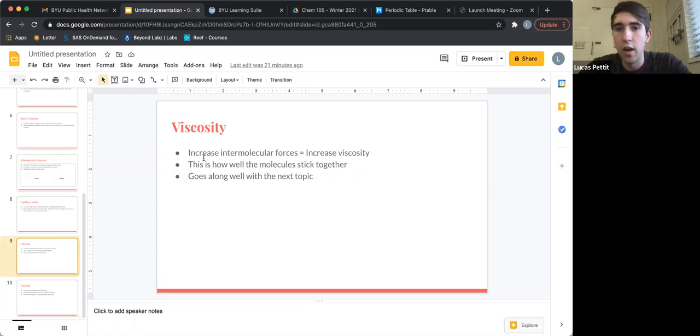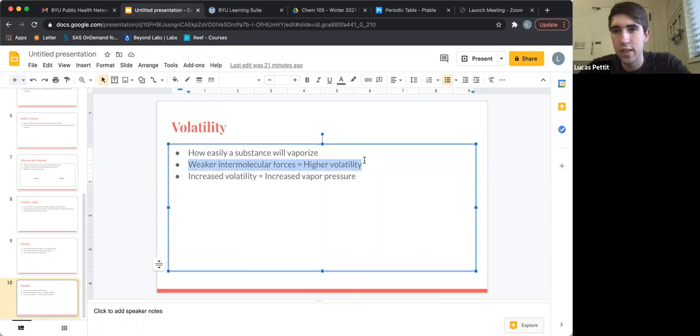If viscosity had weaker intermolecular forces, we would see a decrease in viscosity. This one, you see the inverse. They're not sticking together as well, so volatility increases if they aren't sticking together very well. And what vapor pressure is, is how much pressure is being placed on the substance to get outside of whatever container the gas is in. And we get increased vapor pressure because of increased volatility.